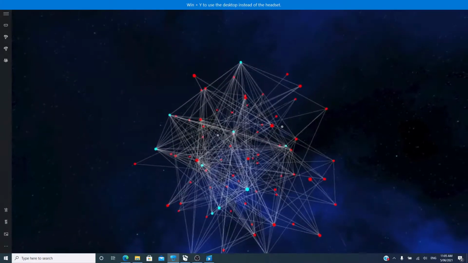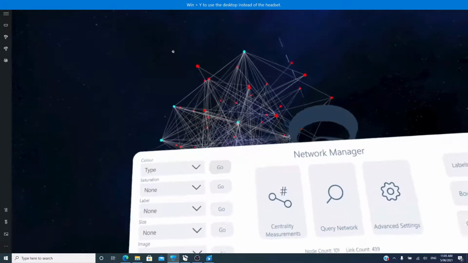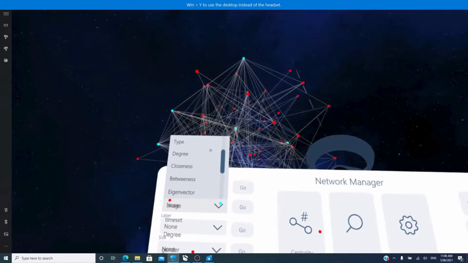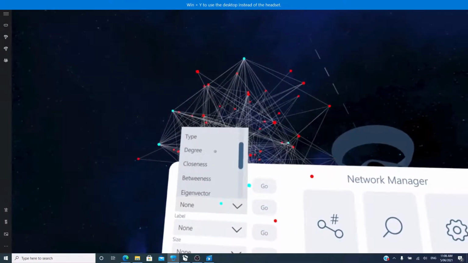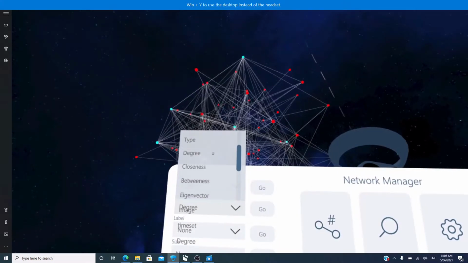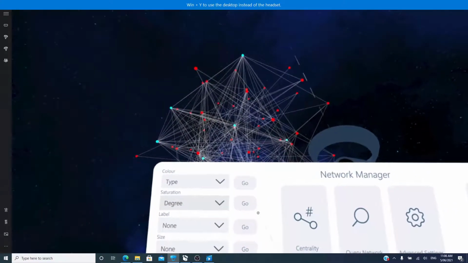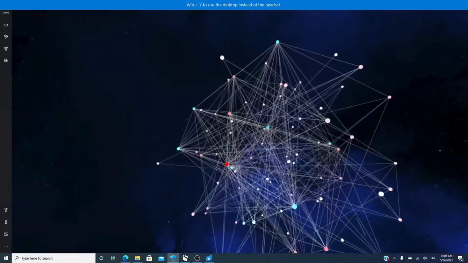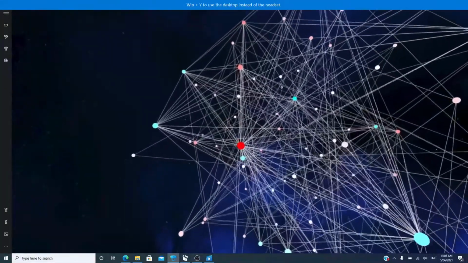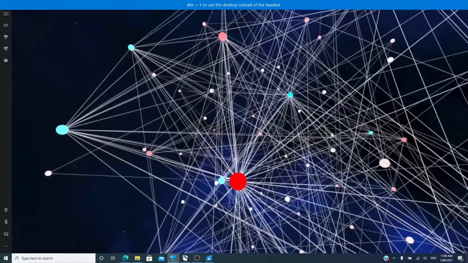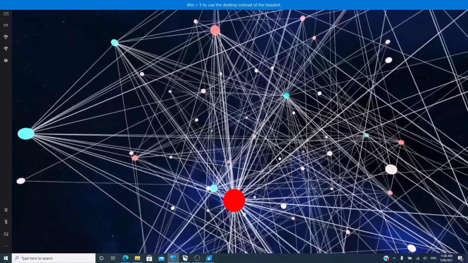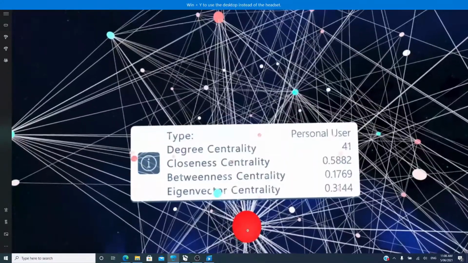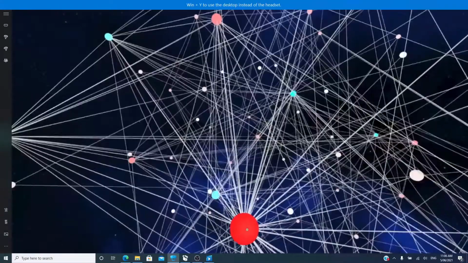All right, the second one is saturation. Saturation can be applied to numerical attributes. Any network centrality measurement is a numerical attribute of a node. We could apply the saturation function to the degree value. And the deeper color will represent the higher value, and the lighter color will represent the lower value of degree. So it seems this node has the highest value of degree because it has the deepest color. That degree is 41.